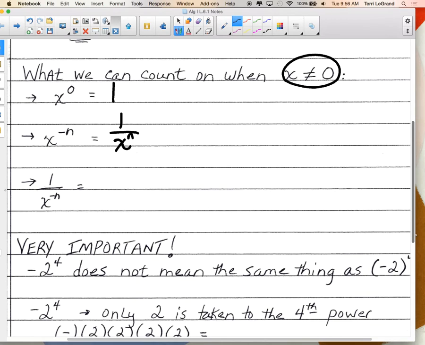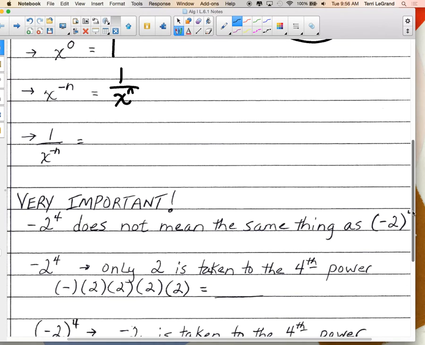Then we change it to a positive power instead of just being negative. I still have to have the power, don't I? I can't ditch that. So it becomes 1 over x to the positive power, the opposite of the power it was. And then, what happens when that negative power is in a denominator? Now what? Make it into a whole number. Okay, how?